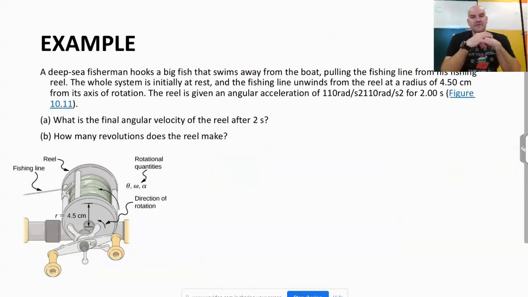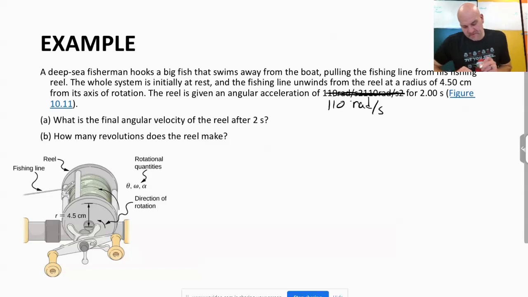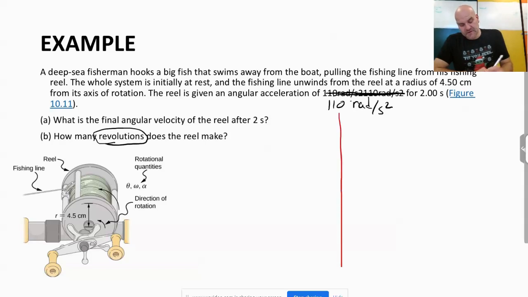So here we have a deep sea fisherman hooking a big fish. The line's pulling. The whole system is initially at rest. The fishing line unwinds from the reel at a radius of 4.5 centimeters from its axis of rotation. The reel is given an angular acceleration. I'm sorry this got kind of messed up, but this is 110 radians per second squared. It's going to do that in 2 seconds. So what is the final angular velocity after the 2 seconds, and how many revolutions does it make? This isn't looking for radians, it's looking for revolutions, but whenever we get our answer, we can do our conversion factor. Okay, so let's start solving.